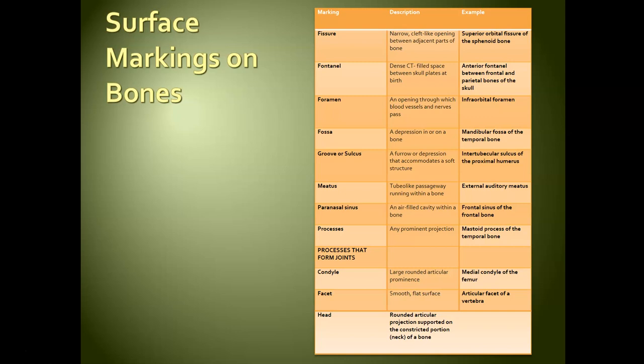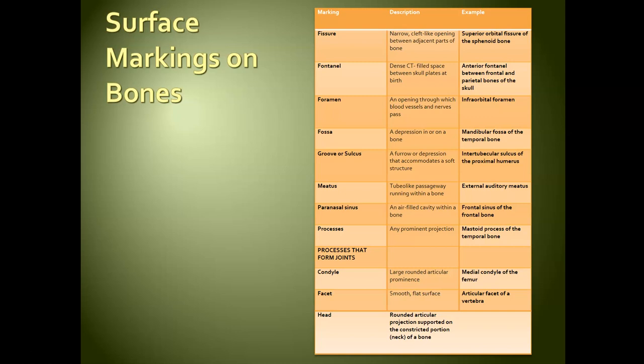So a fissure is a narrow cleft-like opening between parts of a bone. The fontanelle is only one place, and that's in the newborn child. This is the connective tissue soft spots in a baby's head. Foramen is a small hole or opening. We find blood vessels and nerves there. A fossa is a depression in or on a bone, whereas a groove or sulcus is a furrow that accommodates a soft structure. The meatus is a much larger hole than a foramen. It's more tube-like. Sinuses, I've already talked about, they're air-filled cavities. Processes can be any prominent projection.